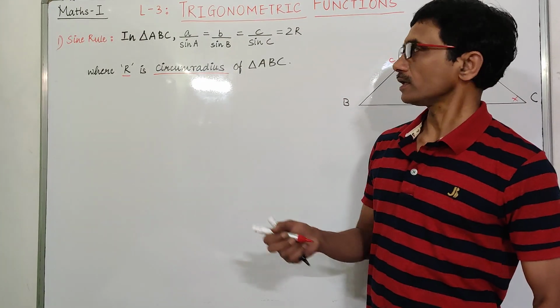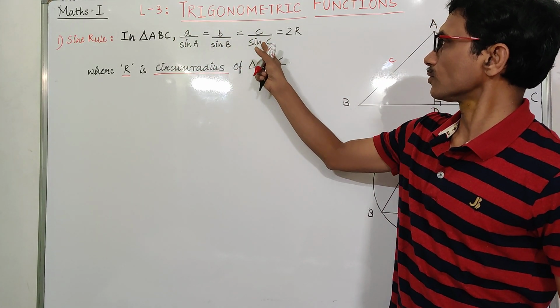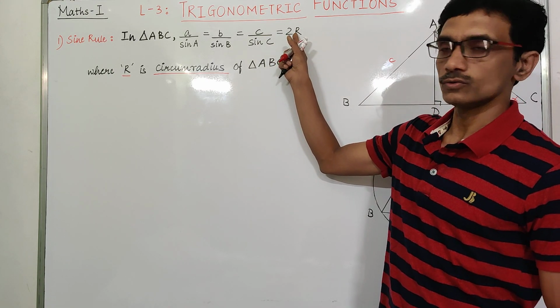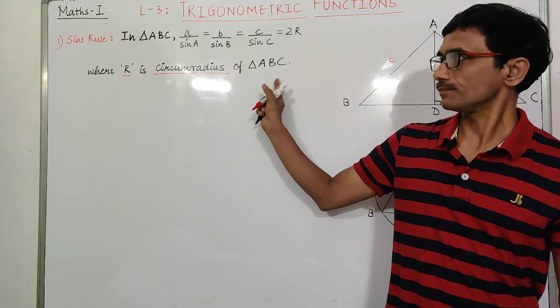So what is sine rule? In triangle ABC, a upon sine A, b upon sine B, c upon sine C, that is equal to 2R, where R is the circumradius of triangle ABC.